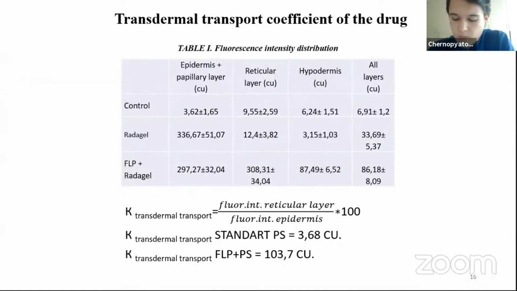Presenting the transdermal transport coefficient of the drug as a ratio of the fluorescence intensity in the reticular layer to the fluorescence intensity in the epidermis multiplied by 100, we obtained objective data from which it follows that after a standard cutaneous application of Radachlorin, the transport coefficient is 3.68 c.u., while the application of the drug after FLP provides a 27-fold increase in the transport coefficient, which is 103.7 c.u.